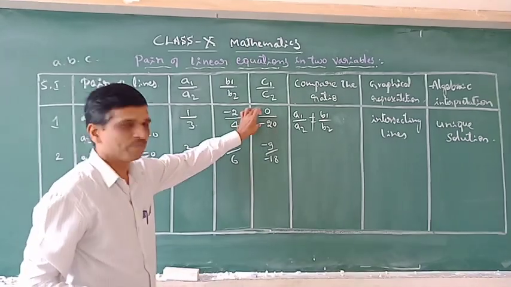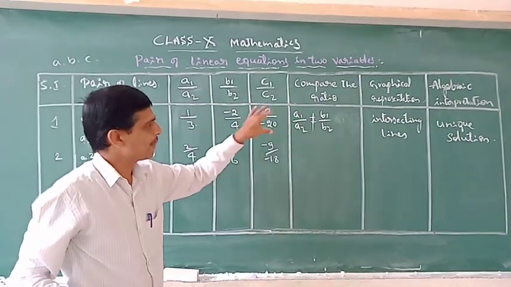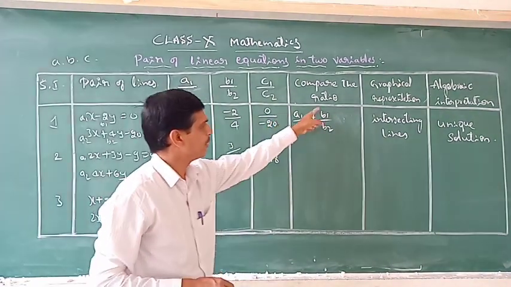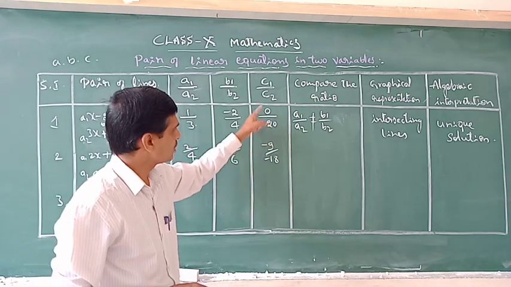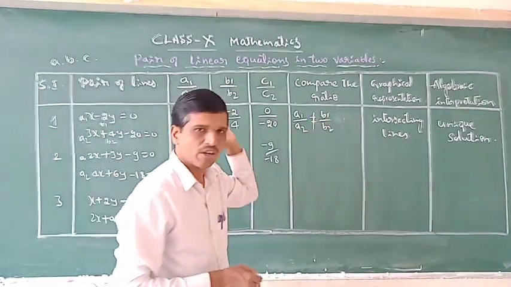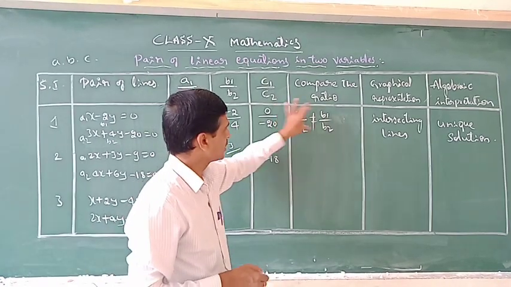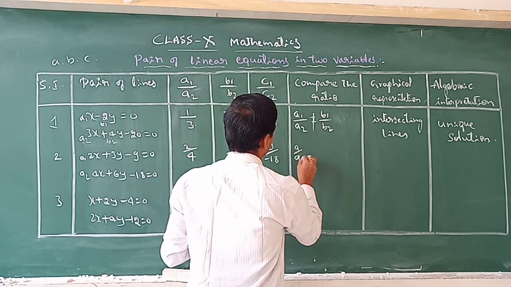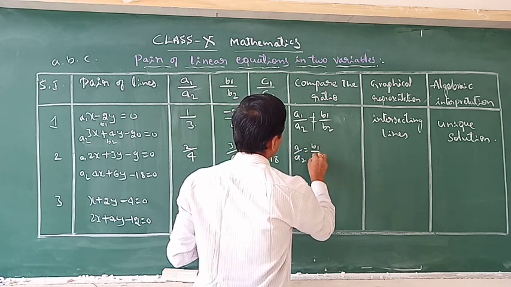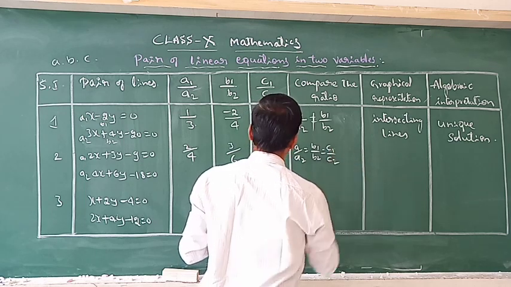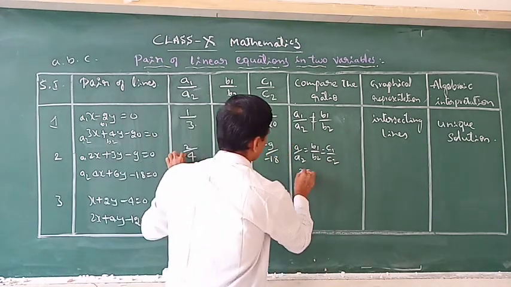There is no other comparison of the ratio here, so that is why I left out this one. Only a1 by a2 and b1 by b2 are comparable, not c1 by c2, because c1 by c2 is always equal to 0. So consider these two. Now consider this one: a1 by a2 is equal to b1 by b2 is equal to c1 by c2. How does it appear? 2 by 4.